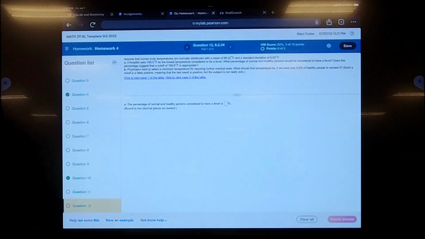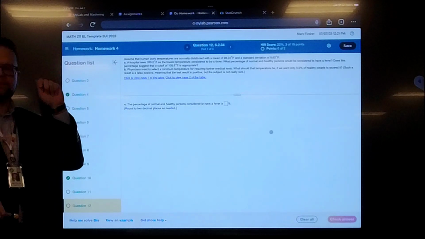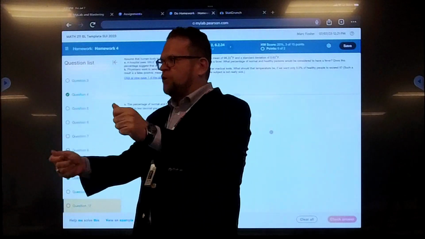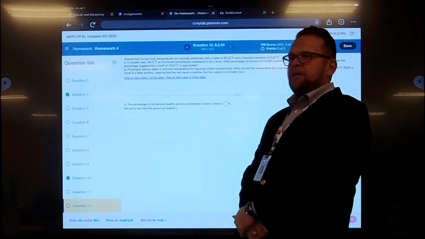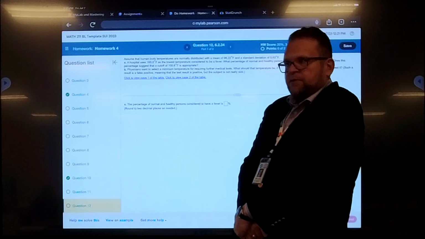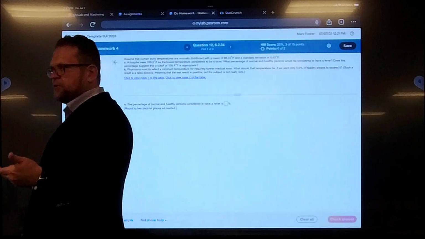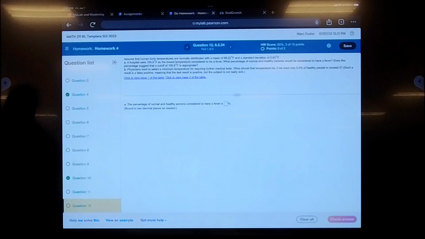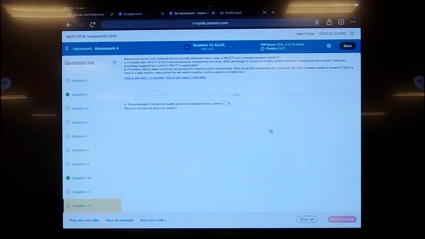Just before you do anything, if someone is normal and healthy, and I measure their temperature, and it says 100.6, should that be happening very often? No. Because they're normal and healthy. But it still could. Yeah, if you're outside in the sun and you do a surface temp, then yeah, something could happen like that. Core temp, no.